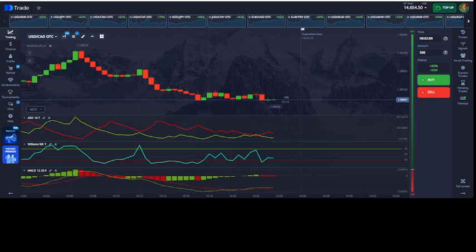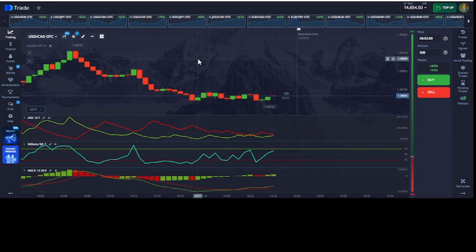In this video, I'm going to be trading OTC currency pairs utilizing three indicators: the ADX indicator, the Williams percent R indicator, and the MACD indicator.